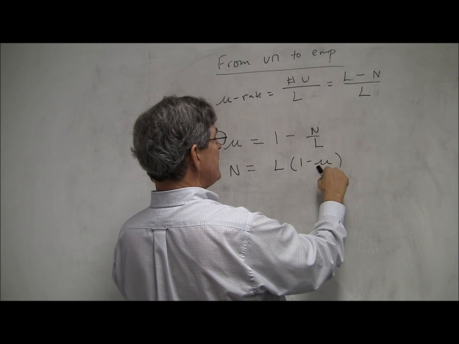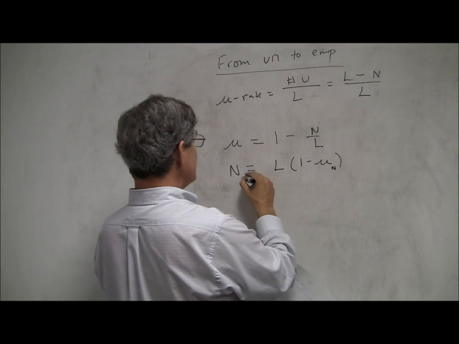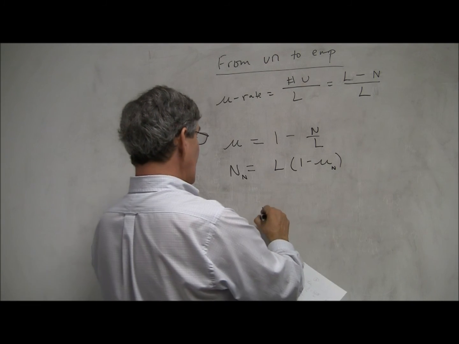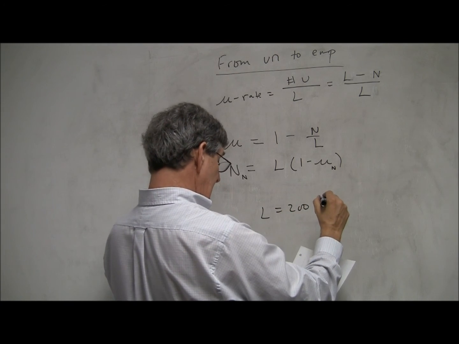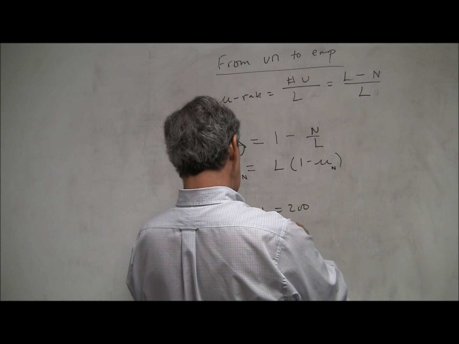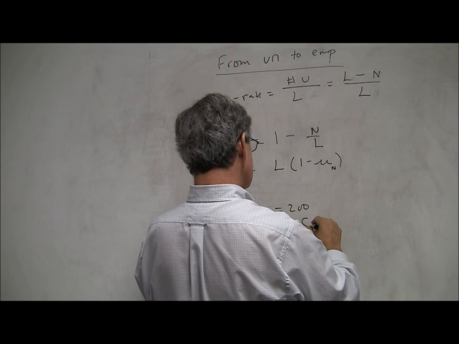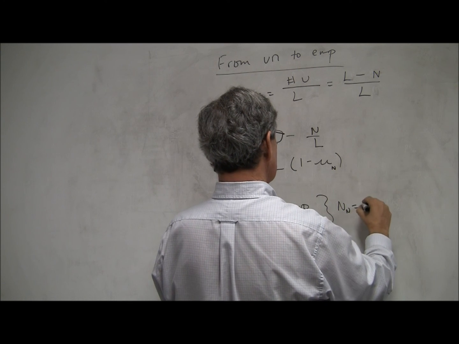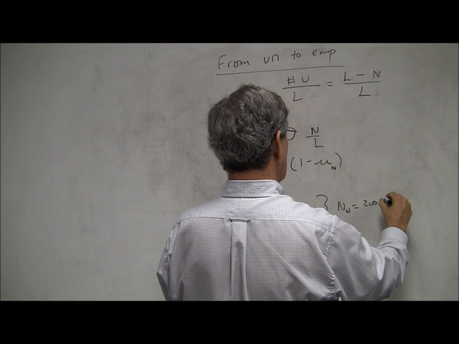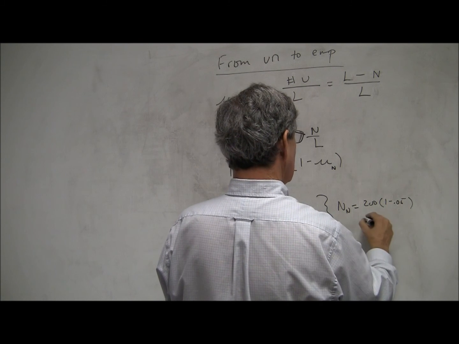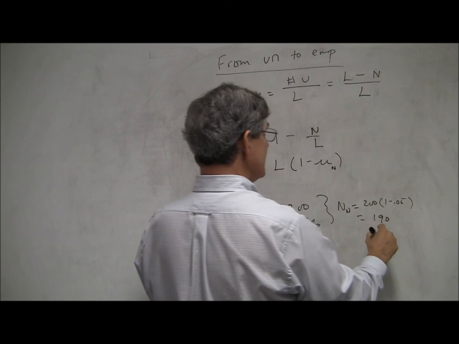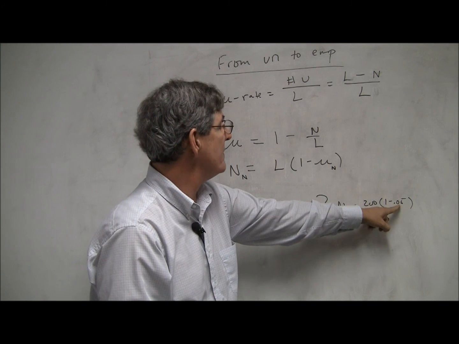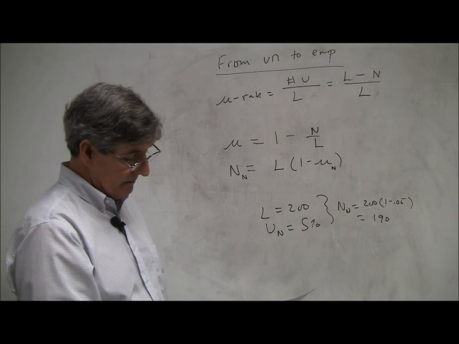So if I know the natural rate of unemployment, I also know the natural rate of employment. For instance, if the labor force is 200 and the natural rate is 5%, I can use that to say, well, the natural rate of employment is 200 times 1 minus 0.05, which is 190. So 190 would be the natural rate of employment if the natural rate of unemployment was 5%.